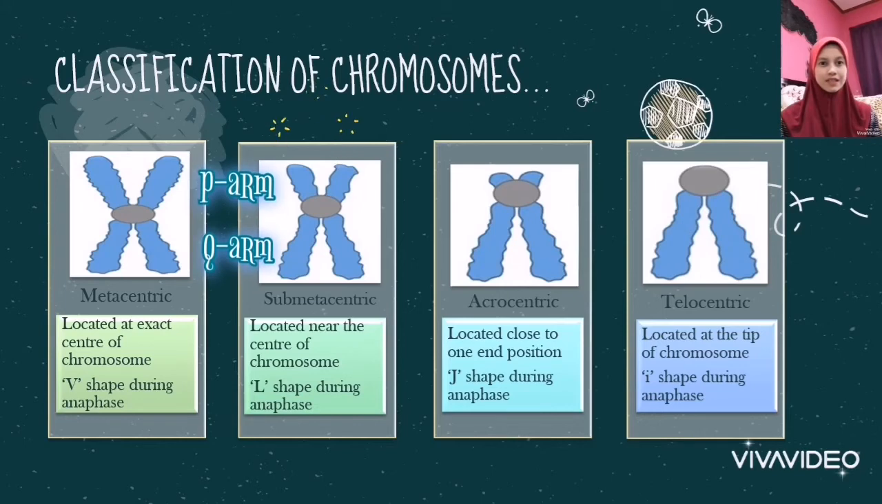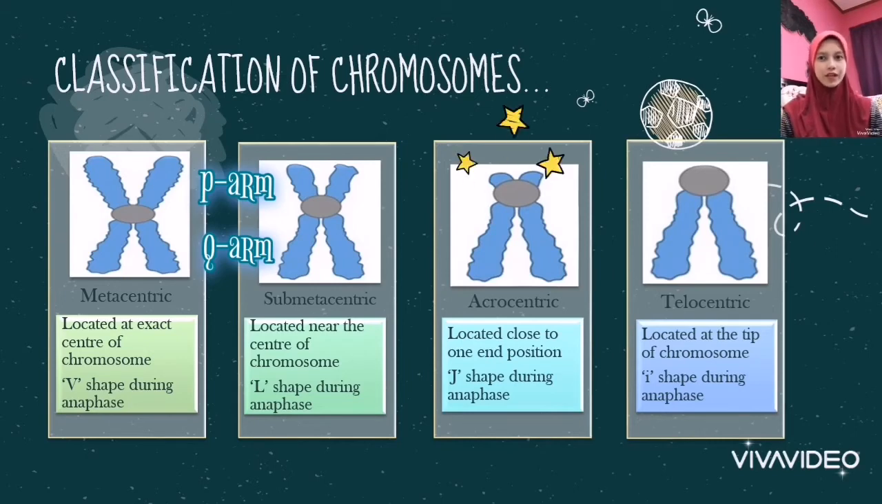And as for the submetacentric, the centromere is located near the center of the chromosome, but not at the center. Thus, these chromosomes will have two unequal arms, a small P arm and a large Q arm. Submetacentric chromosomes will appear as L-shaped structures during anaphase stage of cell division.